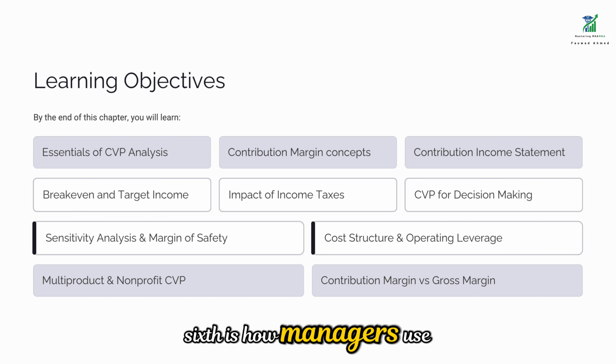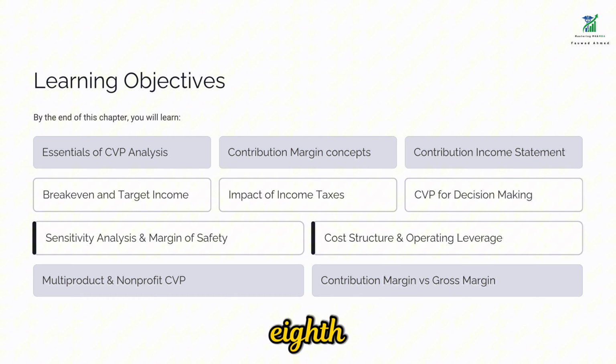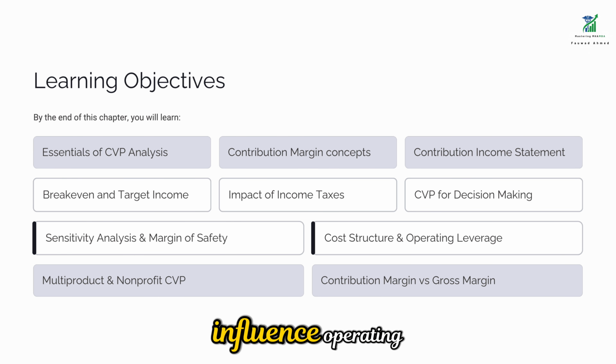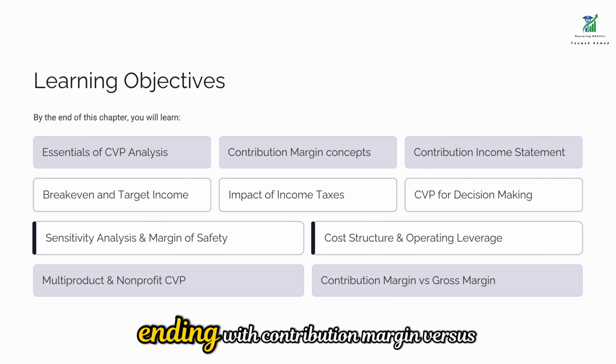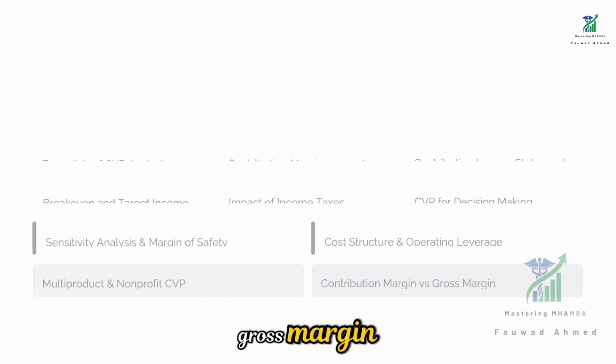Sixth is how managers use CVP to evaluate decisions such as advertising, pricing, and target profit. Seventh is how sensitivity analysis and margin of safety help us manage risk. Eighth is how different cost structures influence operating leverage. And ninth is how CVP works for multi-product, service, and non-profit organizations, ending with contribution margin versus gross margin.